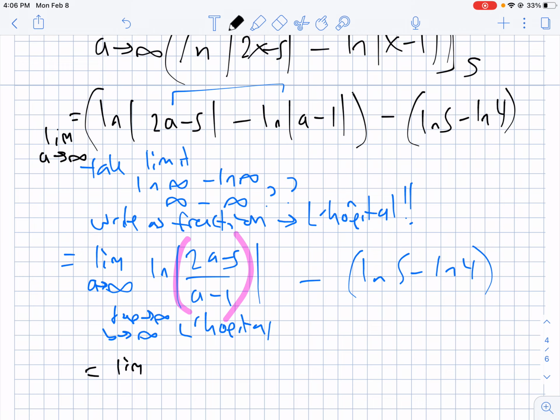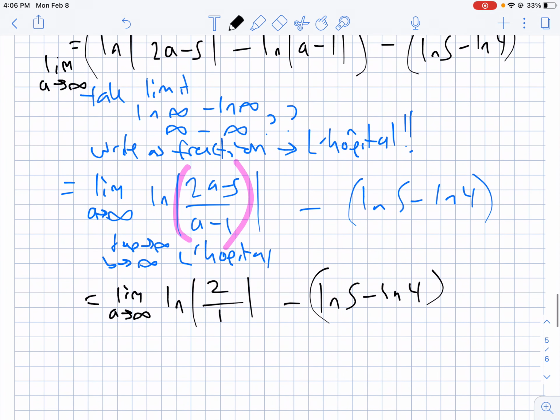So this just becomes the limit as a goes to infinity. The derivative on top and bottom is, 2a minus 5, that's 2. A minus 1 is just 1. And then that turns out to be natural log of 2 over 1. So L'Hopital helped us define the limit in this case. So this just becomes the natural log of 2 minus the natural log of 5 plus the natural log of 4 when you distribute. Okay. And simplifying, I wouldn't worry about that.